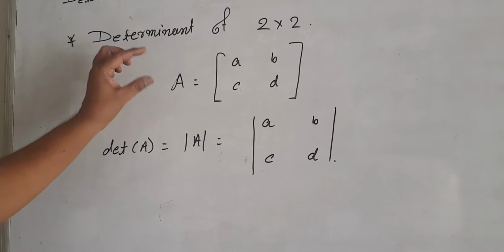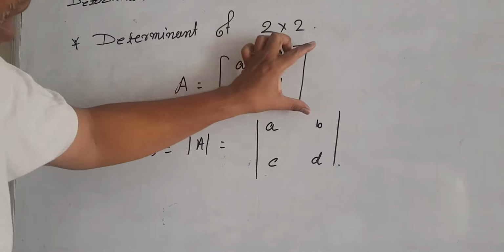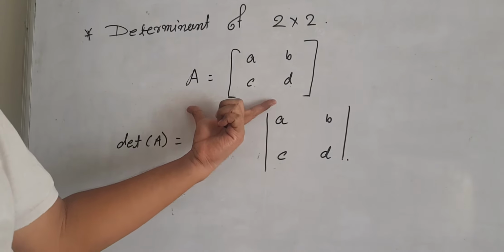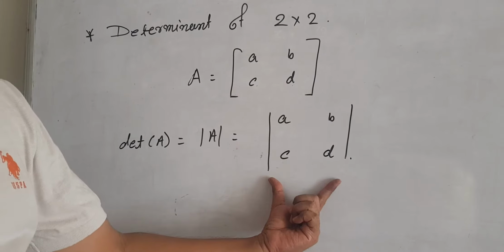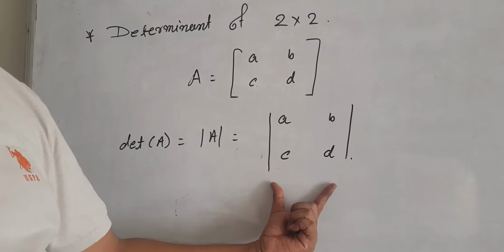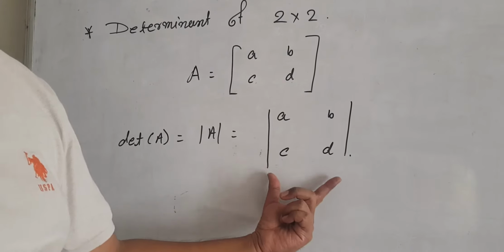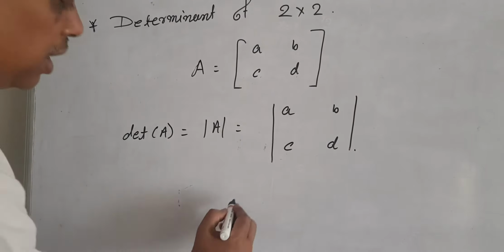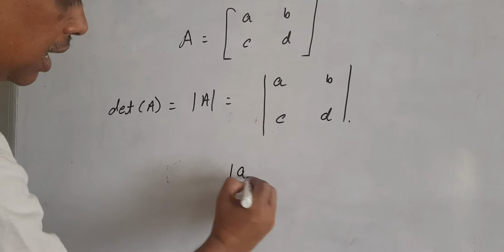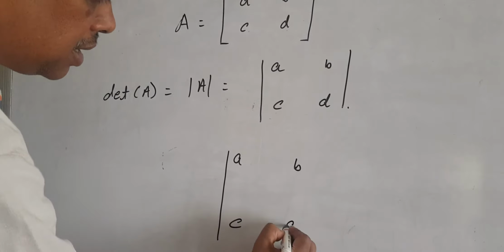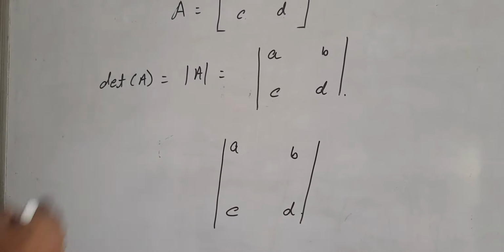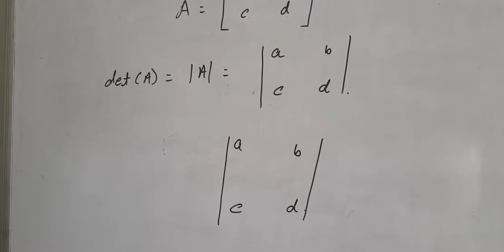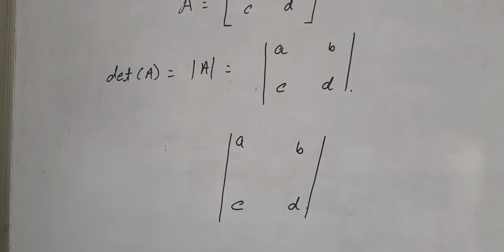When you write it this way in brackets, this will be a matrix. But this expression is a determinant of the matrix, or you can say a 2 by 2 determinant. When we represent it in this way, A, B, C, D, this is called the second order determinant, or a determinant of the matrix 2 by 2.